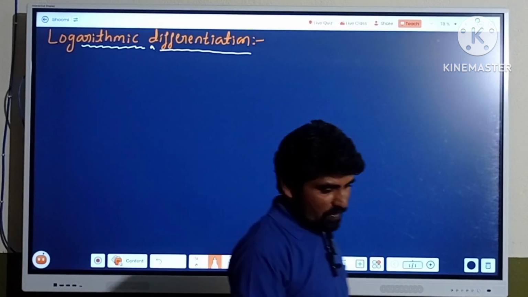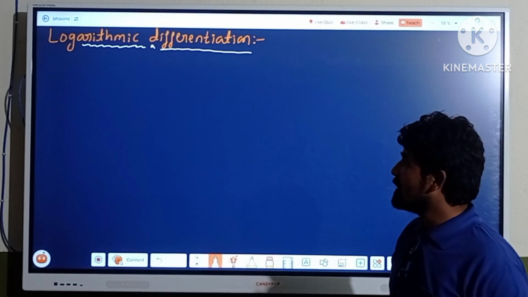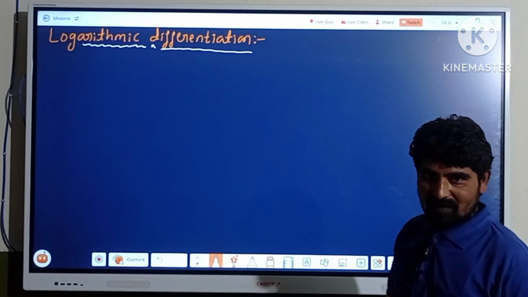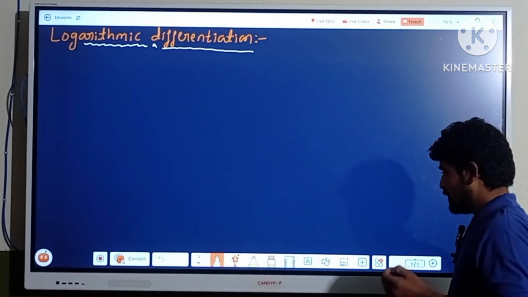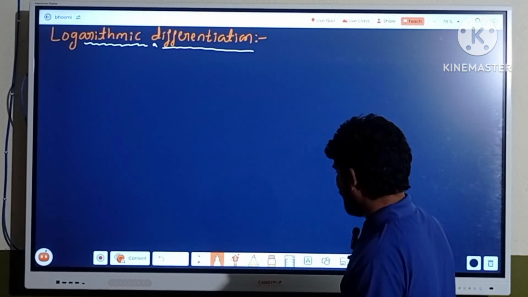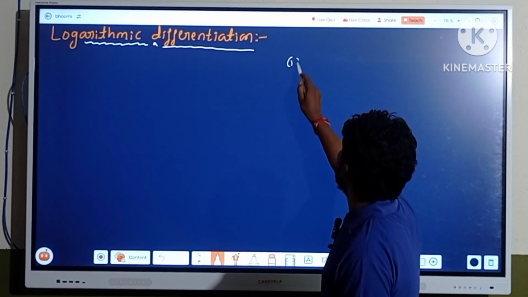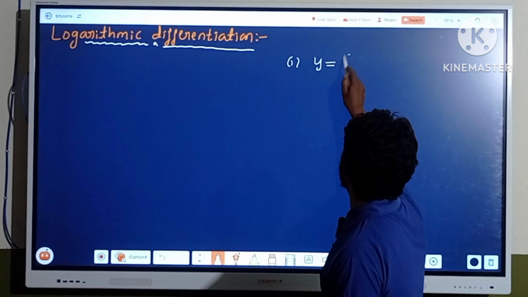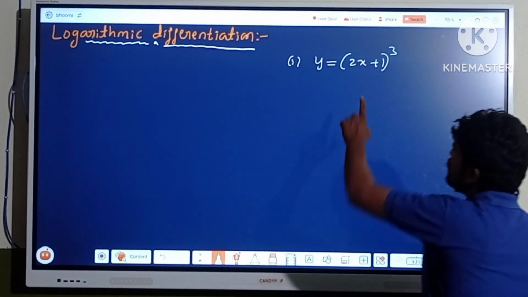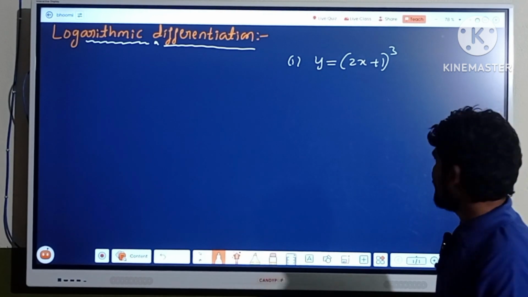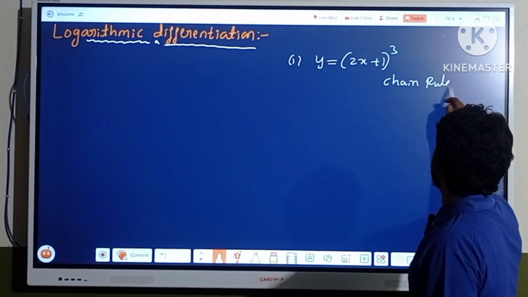So let us observe what is meant by logarithmic differentiation, when we use it, and how we use it. To understand this, I am going to consider three examples. The first question is to find dy by dx for the function y equals (2x plus 1) power 3. To differentiate this function, we have the chain rule. So by using the chain rule, we can differentiate this function.